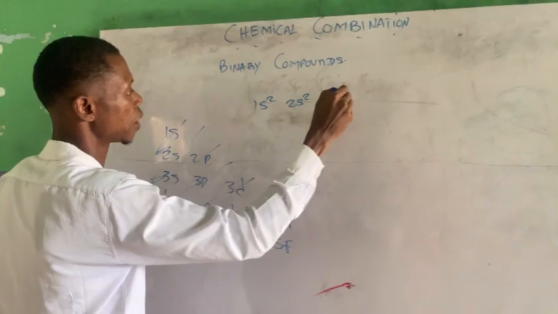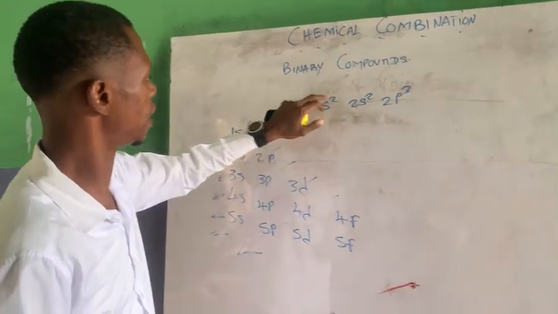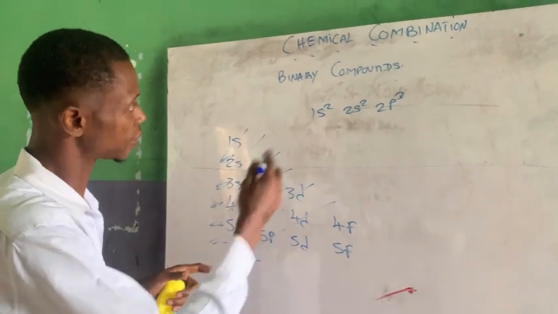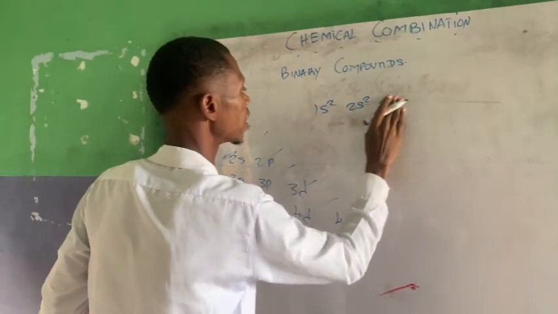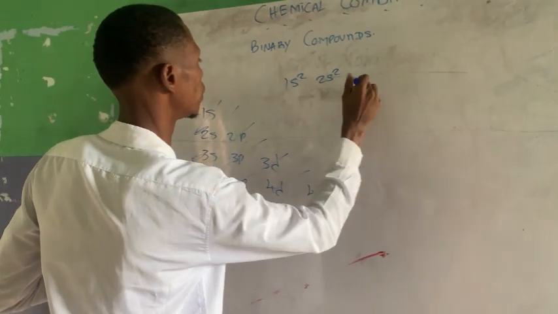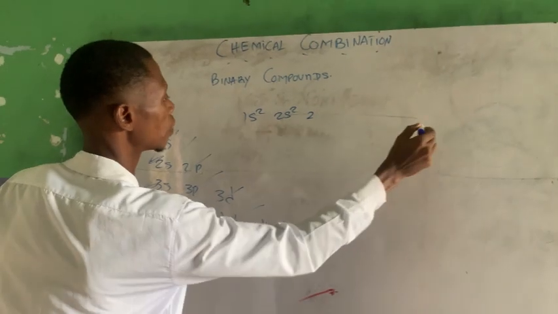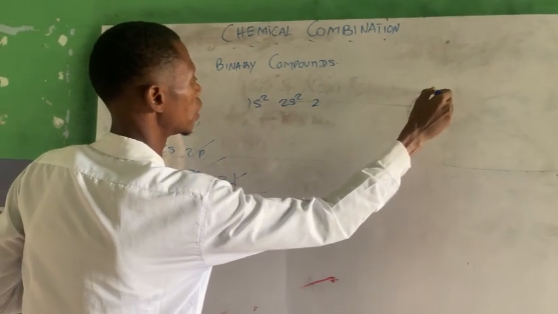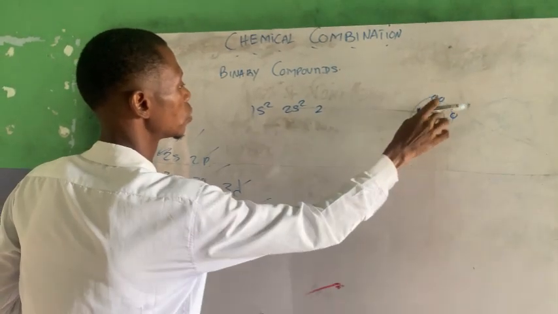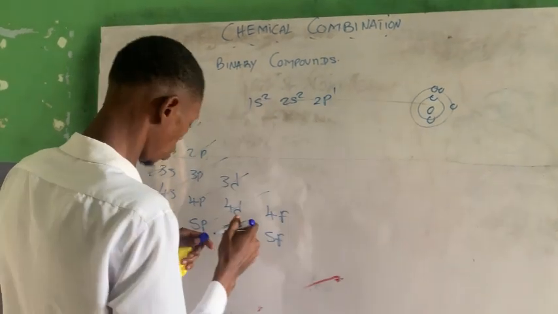Okay, so for oxidation number, let me take this 1s2, 2s2, and let's say 2p3. I want to use something very cheap. So this is 1s2, 2s2, 2p3, so 1, 2, 3, 4, 5 electrons.